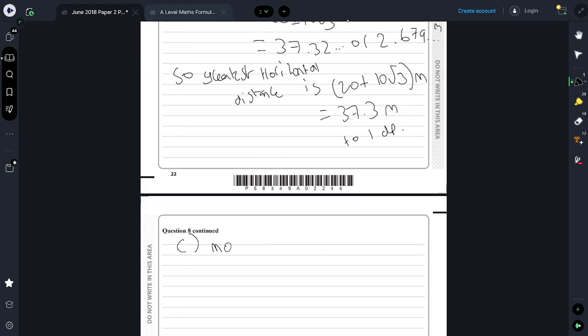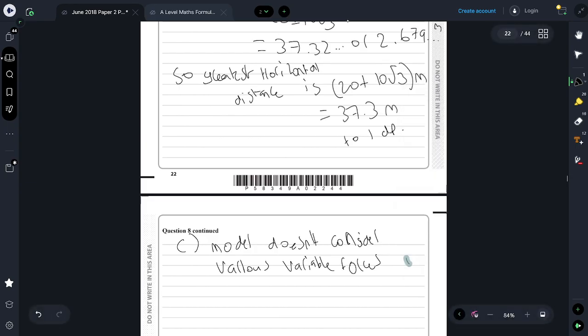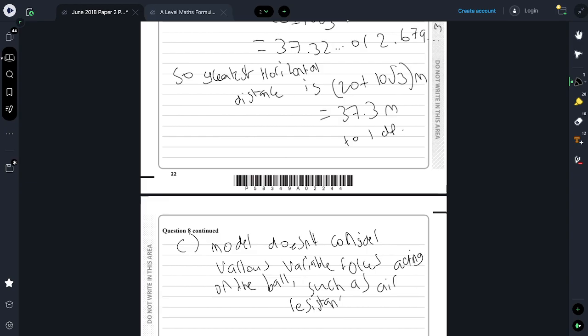So a critique is that the model doesn't consider various variable forces acting on the ball, such as air resistance. And you can just put air resistance in, I believe. But yeah, that's the sort of thing they're looking for. There is no wind or air resistance on the ball. That's an example. The ground is horizontal. That's a really good point, actually, as well.